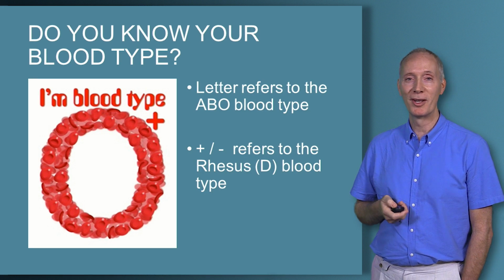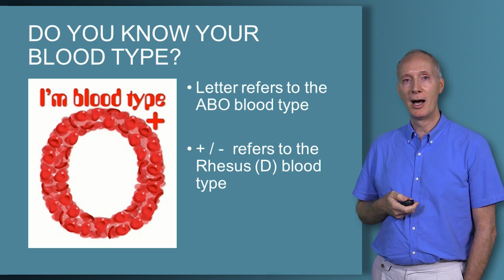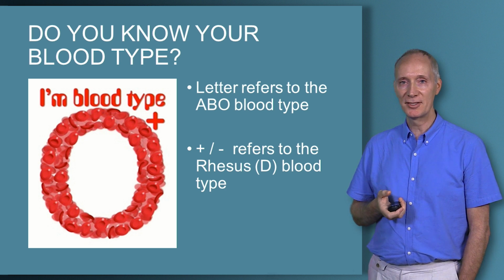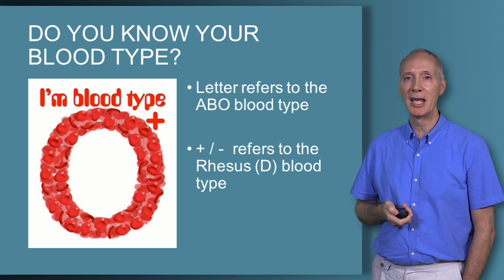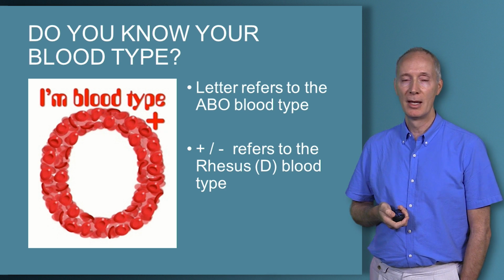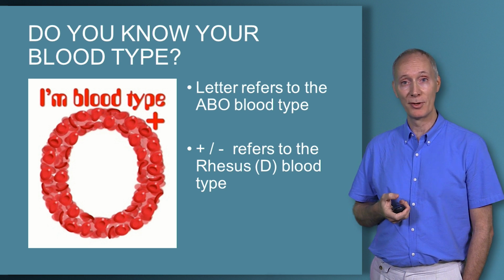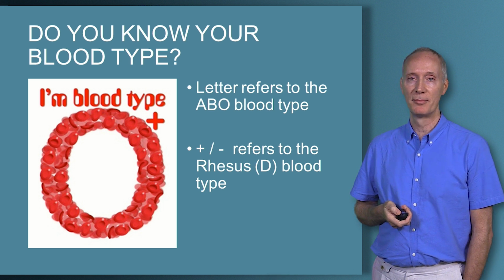Do you know your blood type? When you ask for your blood type, often people say, I'm O positive or A negative. And the letter that is used is referring to the ABO blood type. And the plus or the minus, or the positive or negative, refers to the rhesus or D blood type.